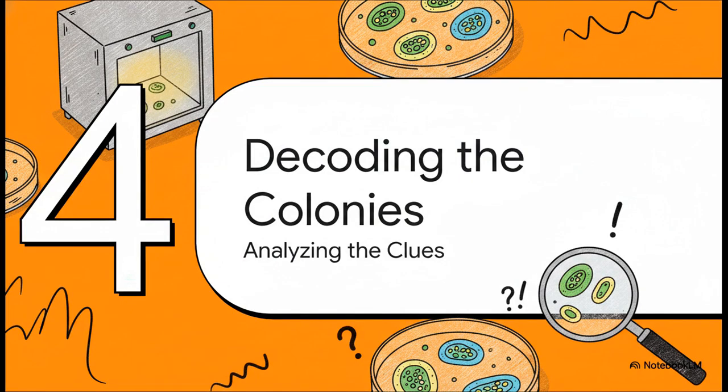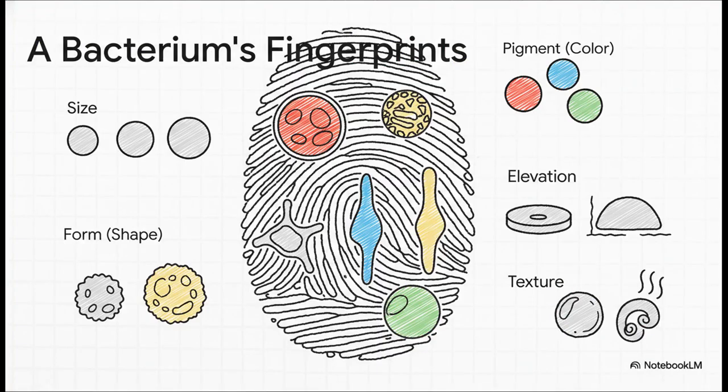All right, the stakeout is officially over. We come back to the lab 24 hours later, we open that incubator, and here it is, the moment of truth. What was once invisible has now become visible. It's time to analyze the clues. You see, every bacterial species grows into a colony that has its own unique set of characteristics. You can think of these as the bacterium's fingerprints, and we look at everything.